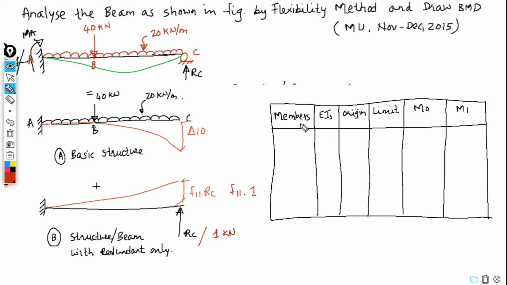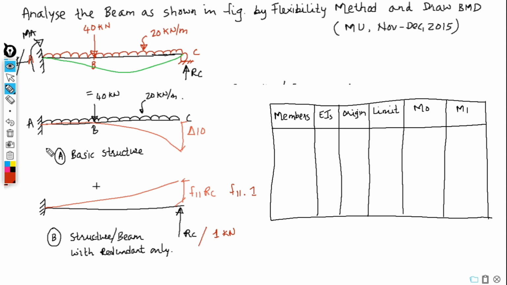So in the table we have members. We need to define different members. Then we have flexural rigidities, EIs. Then we also have to define the origin of the member. With respect to the origin, we can define the limit. M0 is the bending moment developed in the basic structure due to the given loading, and M1 is the bending moment developed in this structure due to unit load only.